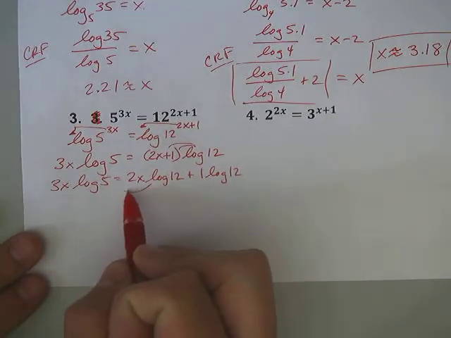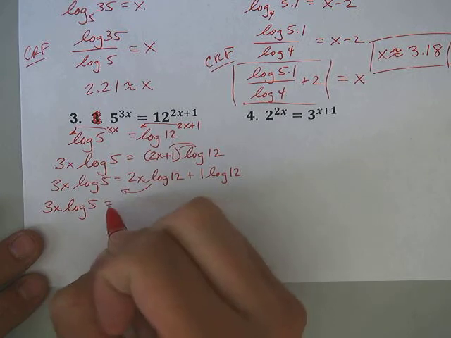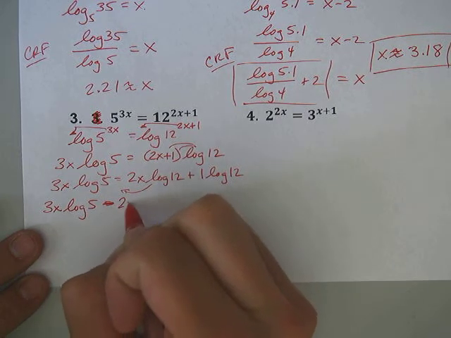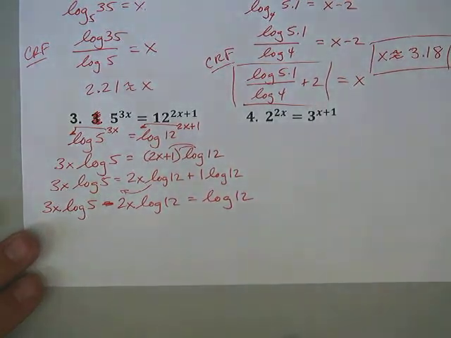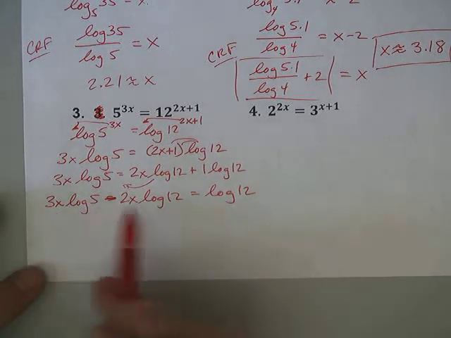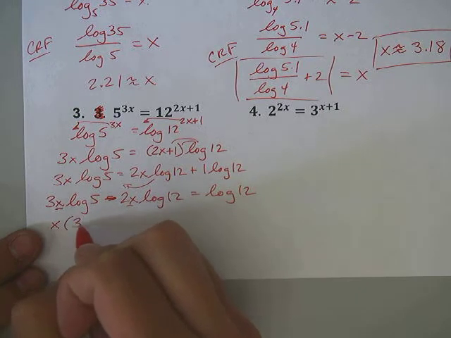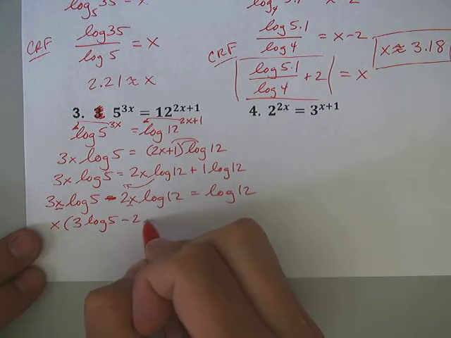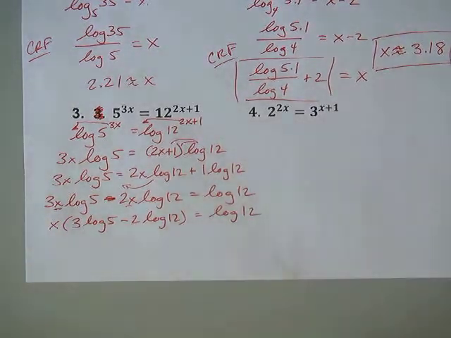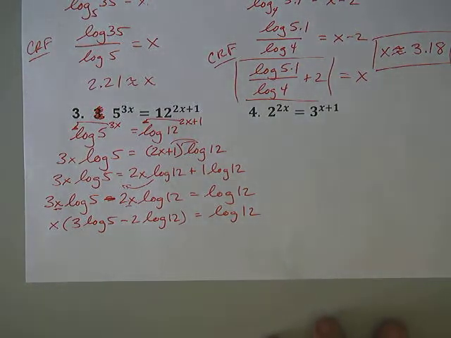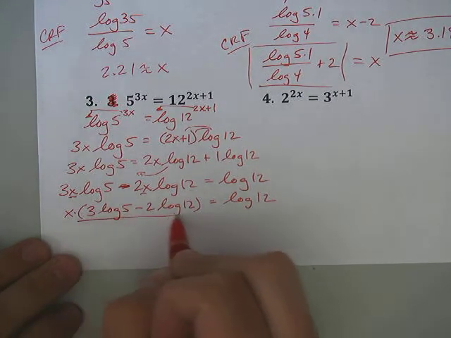Now what? Well, just like with any other equation you've ever done, what was the golden rule? The golden rule is to get the x by itself. So let's do that. Let's move this to the other side. So 3x log 5, minus 2x log 12 equals log 12. Well, what do you notice that these have in common? They both have an x. So I can factor that out. x times 3 log 5 minus 2 log 12 equals log 12.